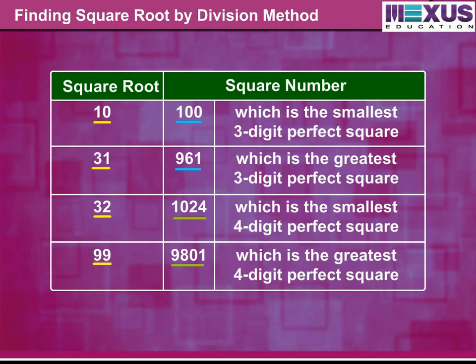Also, you can observe that the smallest 3-digit perfect square is 100, which is the square of 10. Further, the greatest 3-digit perfect square is 961, which is the square of 31. Similarly, the smallest 4-digit perfect square, 1024, is the square of 32, and the greatest 4-digit perfect square is 9801, which is the square of 99.